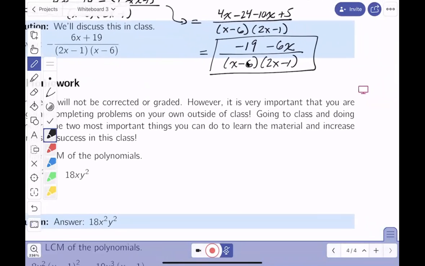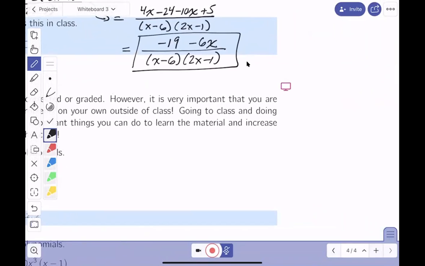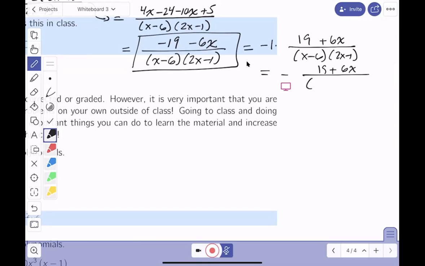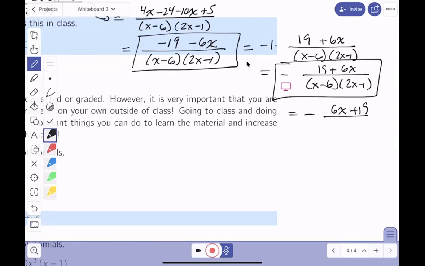What I'm going to point out, though, a lot of times when you're looking at textbooks, what they do is factor out the minus 1. Let me do that for you. You get minus the quantity 19 plus 6x. We could also write this as minus 19 plus 6x over x minus 6 times 2x minus 1. We'll look at the key later. They also could write this one down. They're commuting the terms on top around.